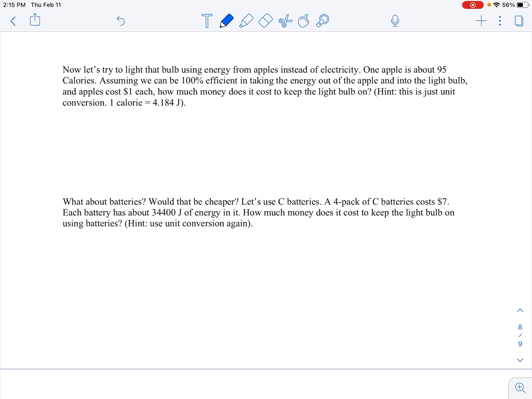Now let's try to light that light bulb using energy from apples. This is kind of a goofy example, but it's kind of neat to think about. An apple is about 95 calories. Let's say we can get all of those calories and convert them into joules. We've got a 95 calorie apple, and 1 calorie is 4.184 joules. So if I multiply 95 times 4.184, the apple could potentially give me 397 joules of energy.